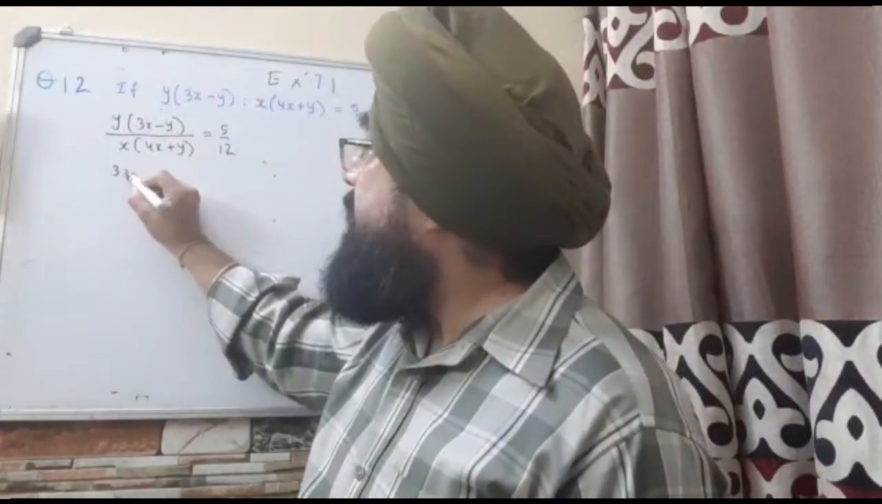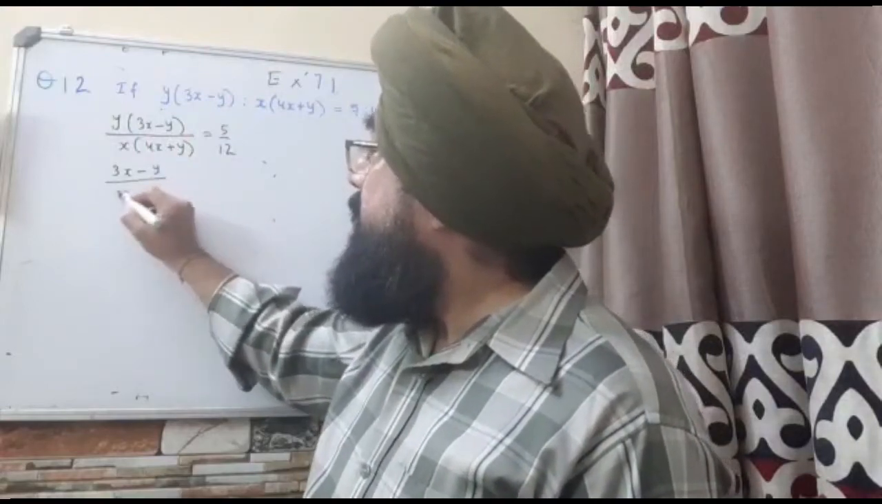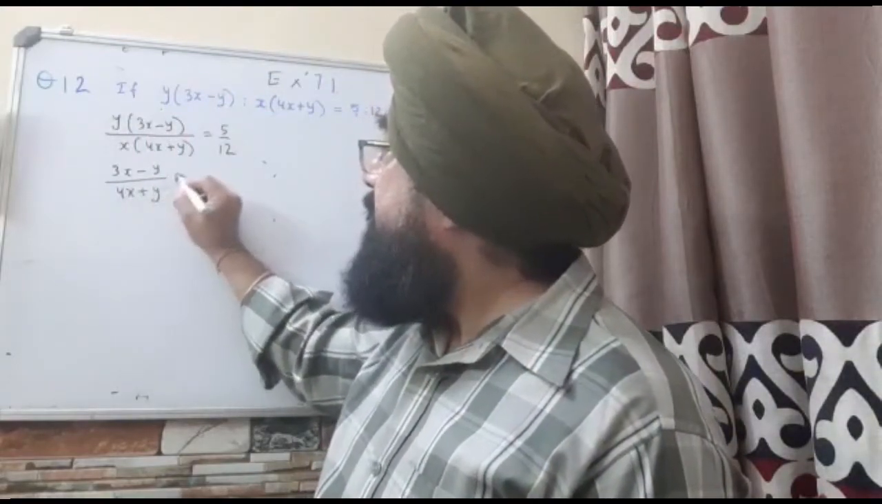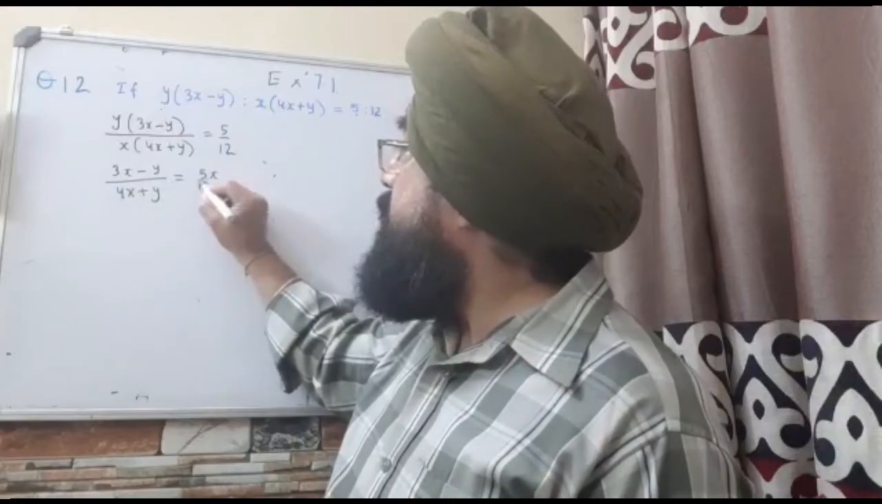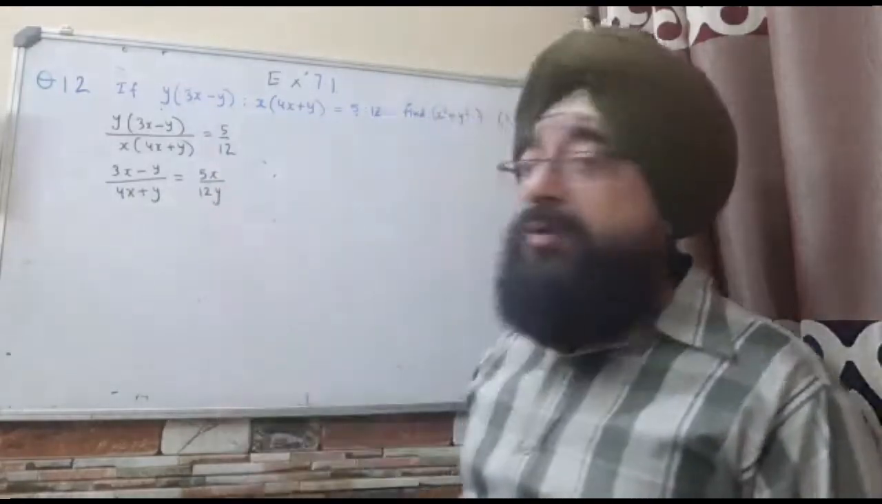So what do I get? 3x minus y over 4x plus y is equal to 5x over 12y. I hope you understand this.